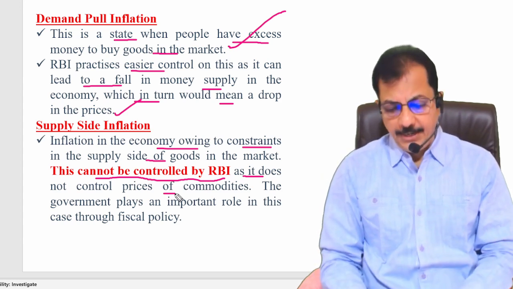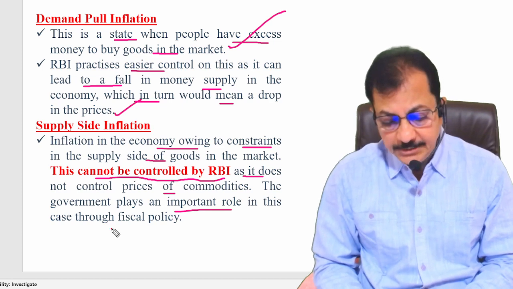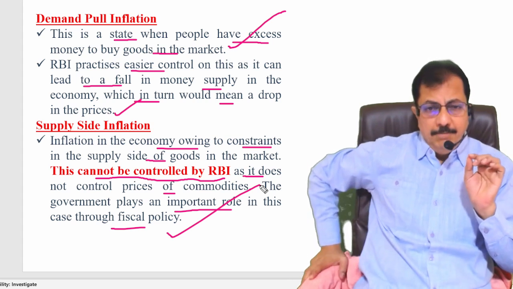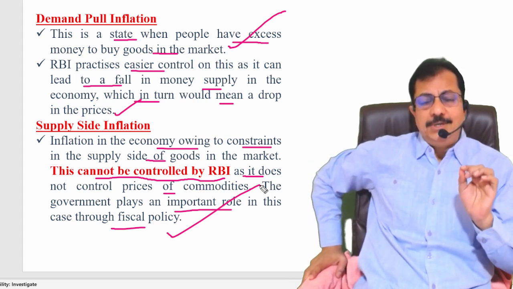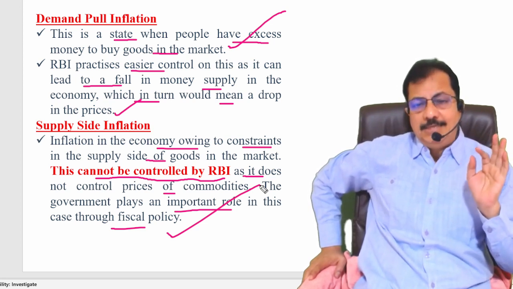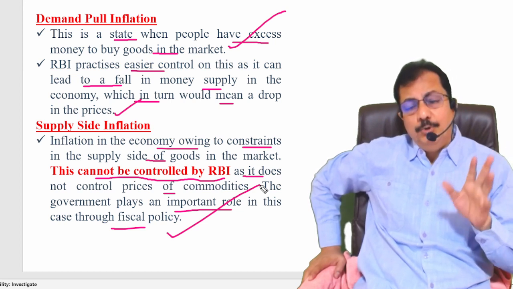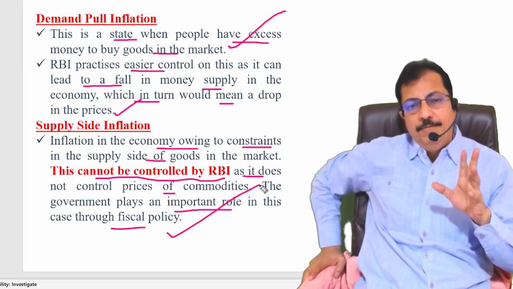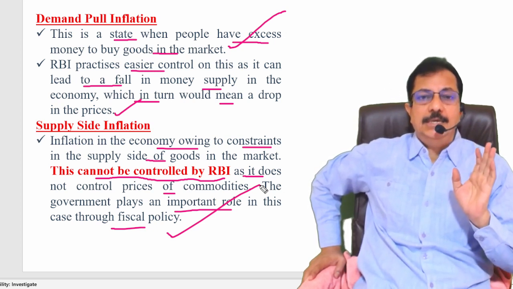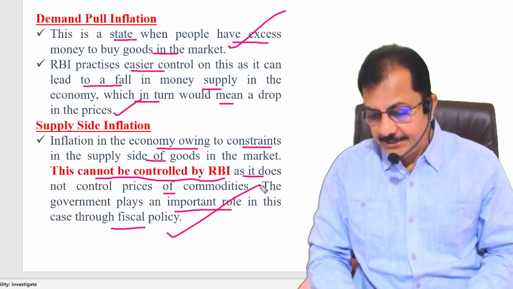That's it. Clear? So the government plays an important role on this through fiscal policy, meaning demand pull inflation can be handled by monetary policy. Supply side inflation, or supply push inflation, will be controlled through fiscal policy. Please remember this. Am I clear? Next.